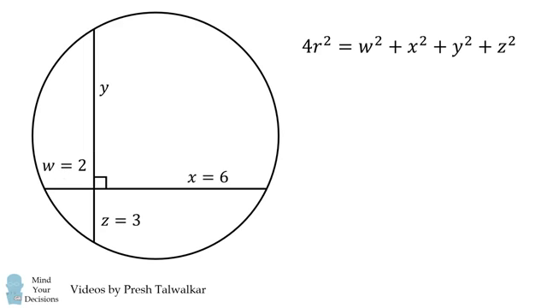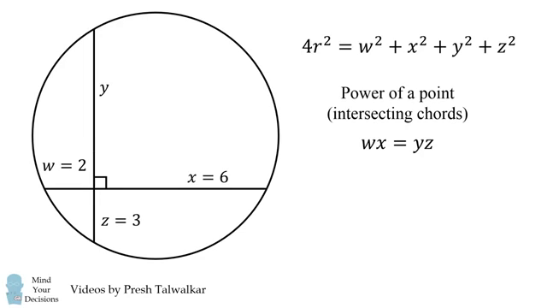We're given 3 of the lengths. W is equal to 2, X is equal to 6, and Z is equal to 3. What's the value of Y? We can solve for Y using the power of a point or the intersecting chords theorem. W times X is equal to Y times Z. We can then substitute in values and solve that Y is equal to 4.